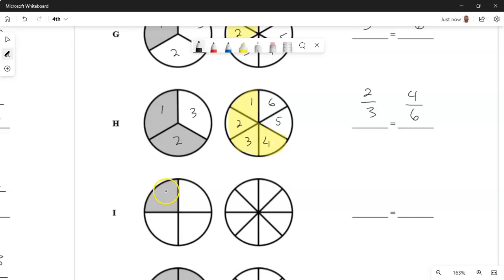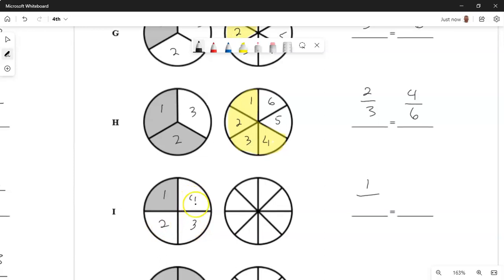Okay, on I, I got 1 part shaded out of 2, 3, 4 total parts. That's 1/4. I'm going to shade in this model over here to look the same amount shaded, the same area of it shaded. I shaded in 1, 2 parts, so my numerator is going to be 2. And I've got 3, 4, 5, 6, 7, 8 total parts. So 1/4 is equivalent to 2/8.